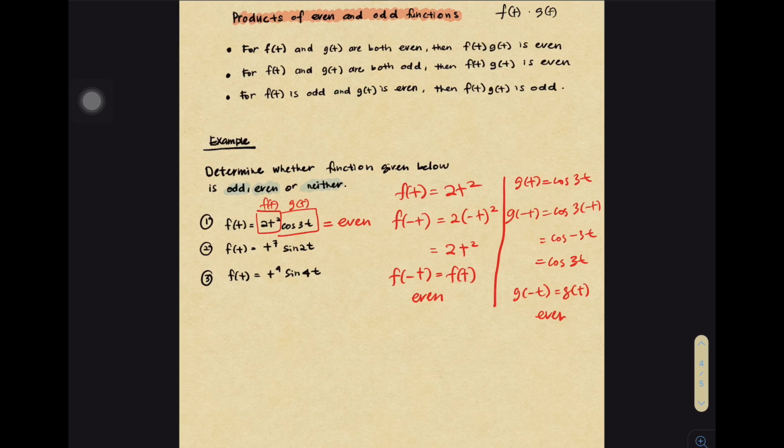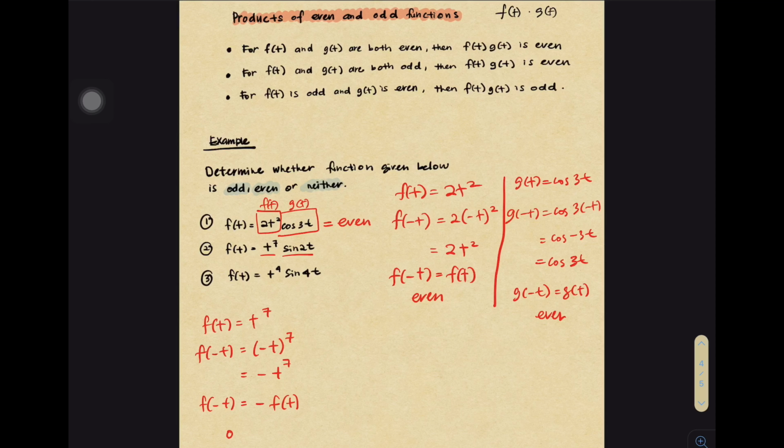Okay, so let's check the second function, f(t) equal to t to the power of 7 sine 2t, whether it is even, odd, or neither even nor odd. Now we have two functions of t. The first one is t to the power of 7 and the second one is sine 2t. Let's say we have f(t) equal to t to the power of 7. So your f(-t) is equal to (-t) to the power of 7, so it is equal to negative t to the power of 7. Your f(-t) is not equal to f(t), but your f(-t) is equal to negative f(t).